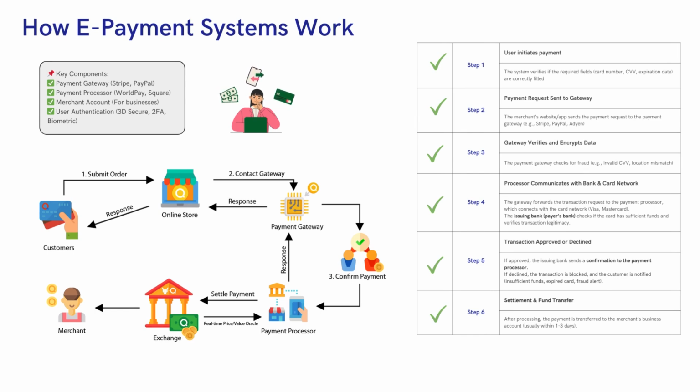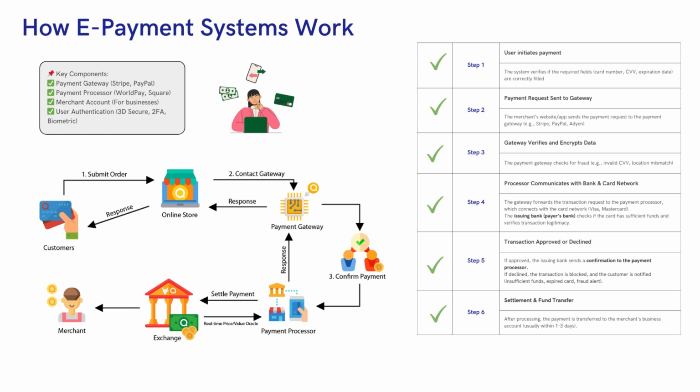Now, let's break down the key components of an e-payment system and how they function together. It all begins when a customer initiates a transaction. They choose a payment method such as a credit card or digital wallet, and enter the payment details. First, we have the payment gateway. Think of it as a bridge between a website or app and the financial network that processes transactions.